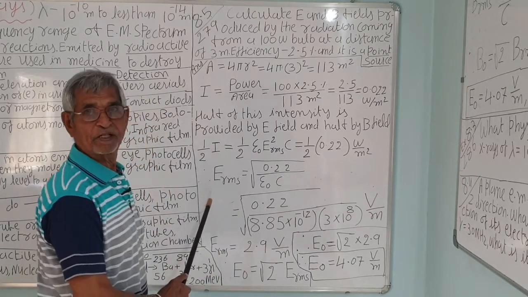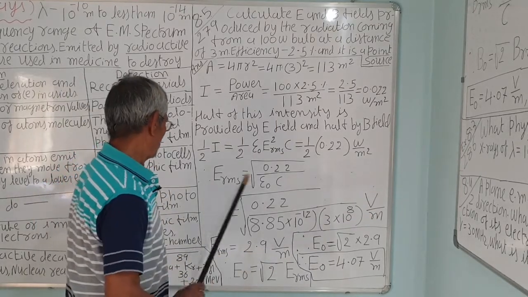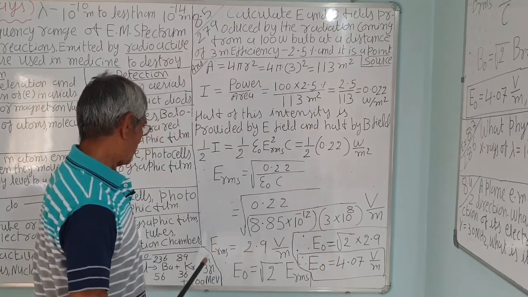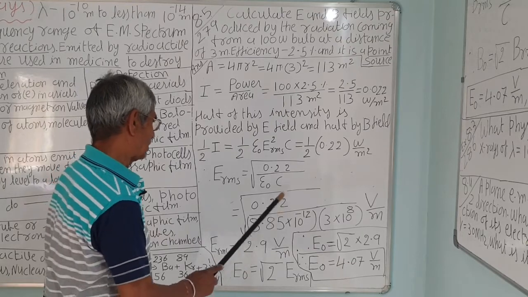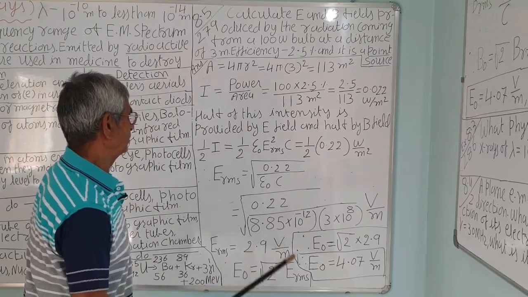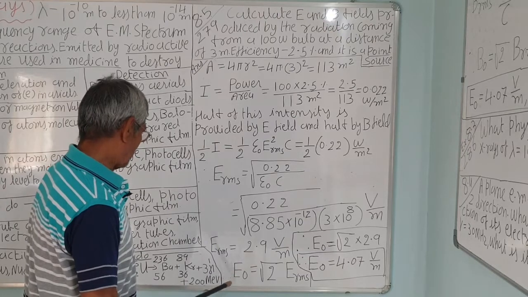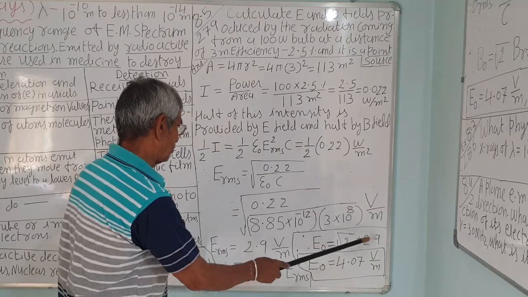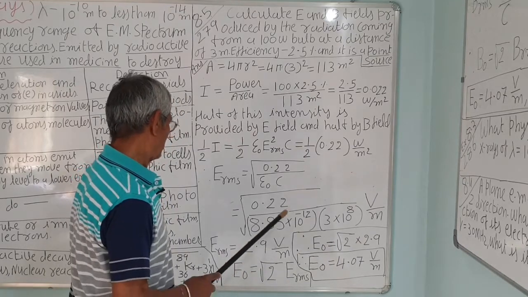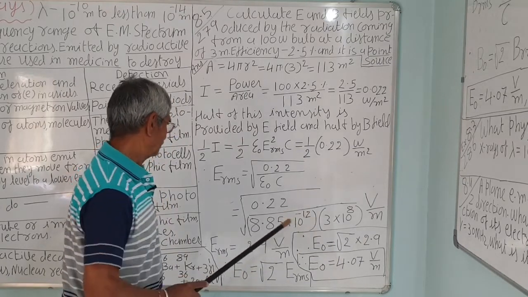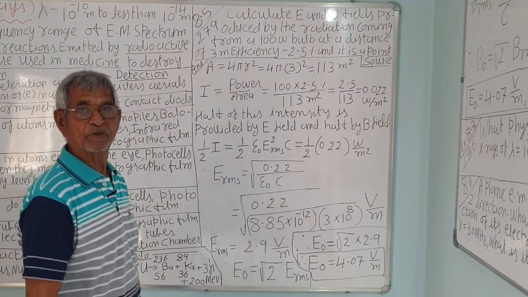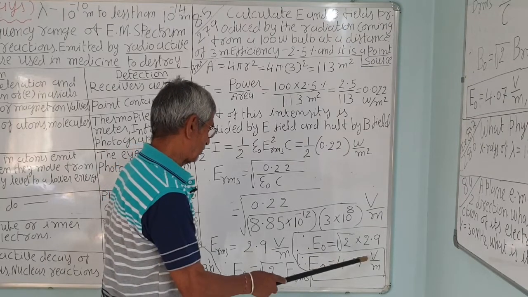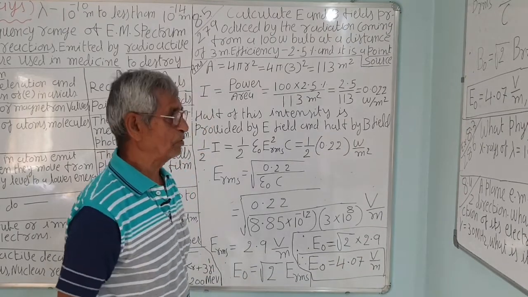What is the unit of electric field? Volt per meter, or Newton per Coulomb also, there are different units. So E RMS comes about 2.9 volt per meter. Now E0 is equal to under root 2 into E RMS, which is under root 2 into 2.9. That comes about 4.07 volt per meter or Newton per Coulomb.